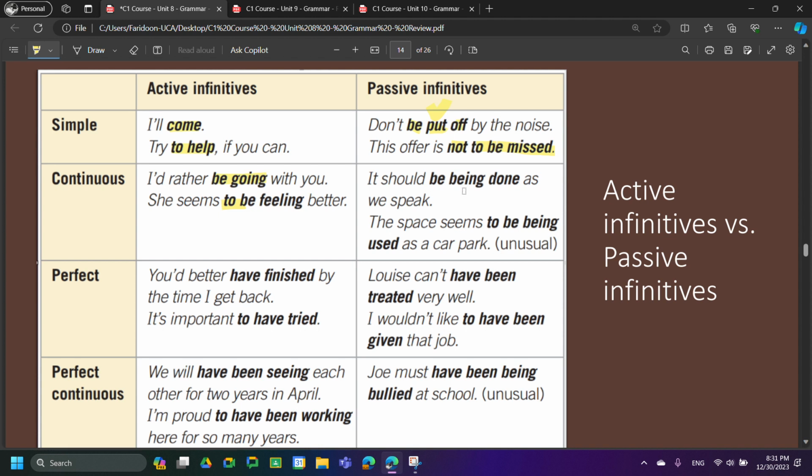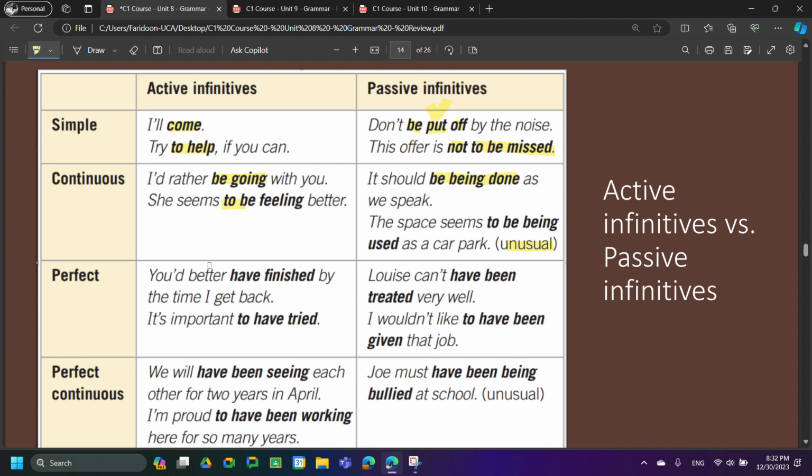And the passive infinitive with the continuous aspect is going to be being, and then verb number 3. So be being verb number 3, and the full one is going to be to be being plus verb number 3. It is going to be a bit unusual to say it in this way, especially see, the space seems to be being used as a car park. It's kind of unusual, but it still is technically correct.